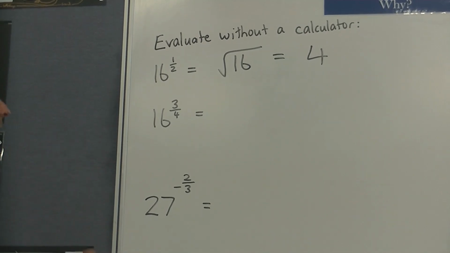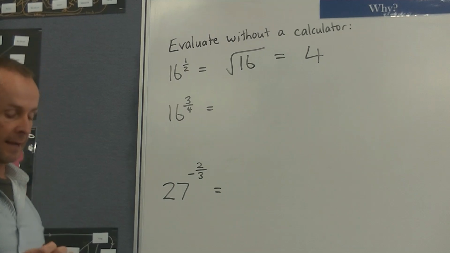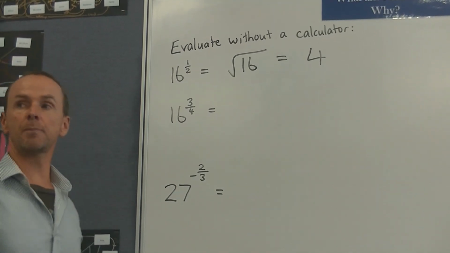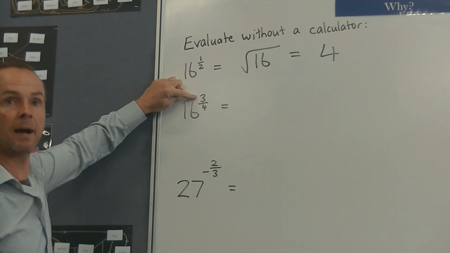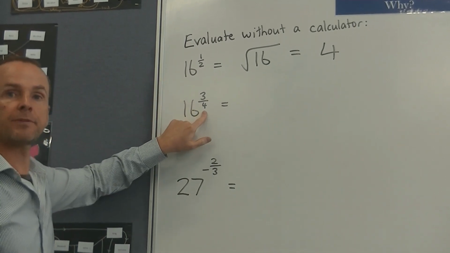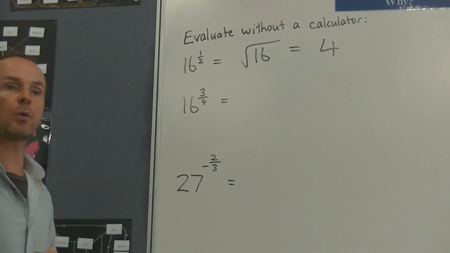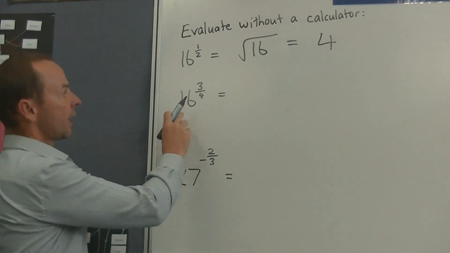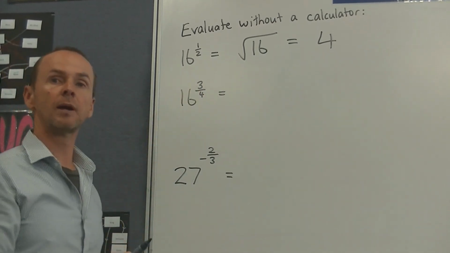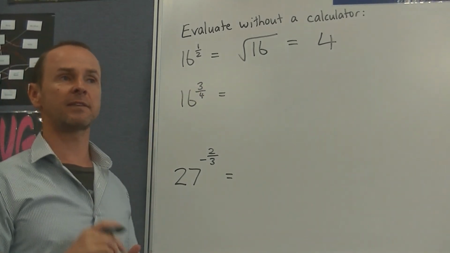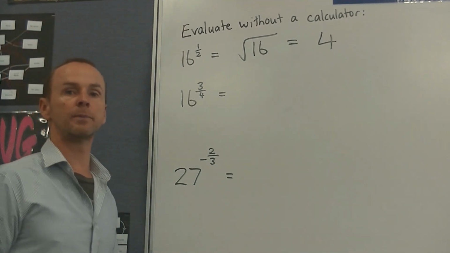The next one, 16 to the power of 3/4. Now, there are two things you have to do to the base 16. The 3 says you must cube the number, and the 4 on the bottom says you have to find the 4th root of that number. Now, it doesn't matter which order you do it in. So I can find 16 cubed if I wanted to. But that's a lot of work. 16 times 16 times 16. Without a calculator, that's going to really annoy me.